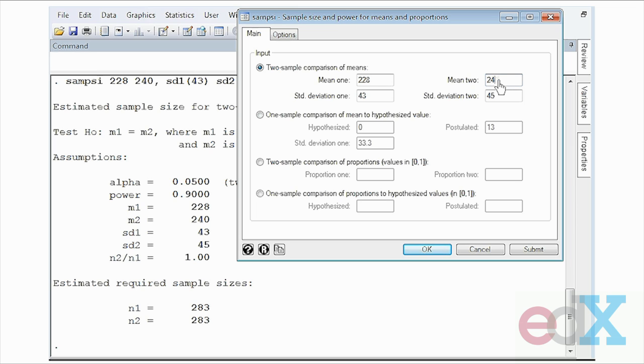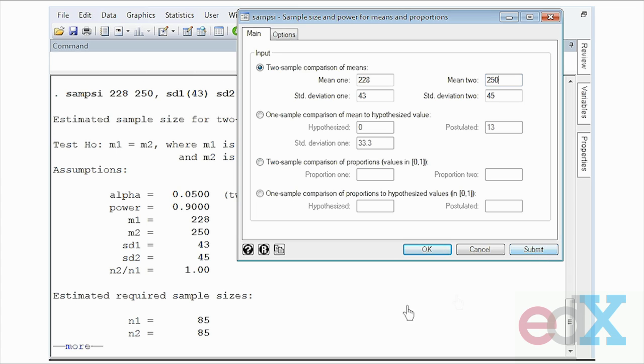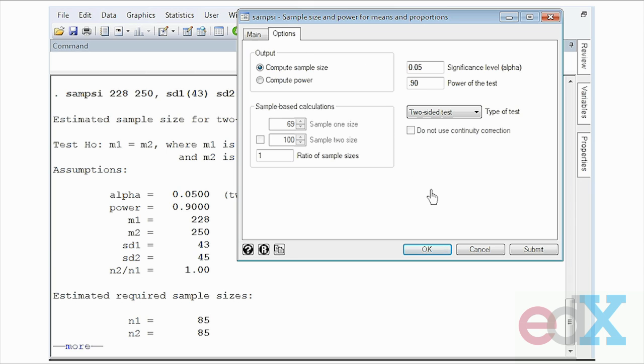What if we want to spot a bigger difference, say between 228 and 250? Then we will need a much smaller sample size, 85. Okay, so I'm going to leave you now to experiment and explore what happens to sample sizes when you explore the changes in these parameters of the system.